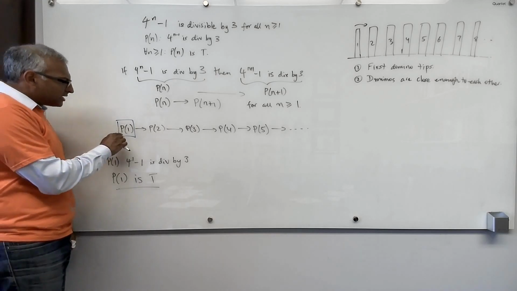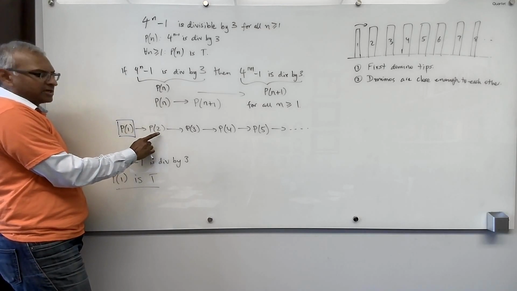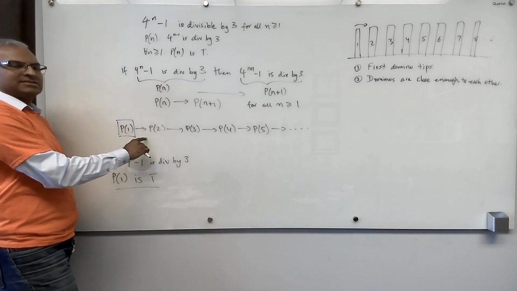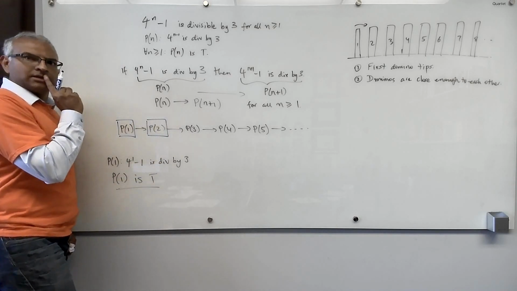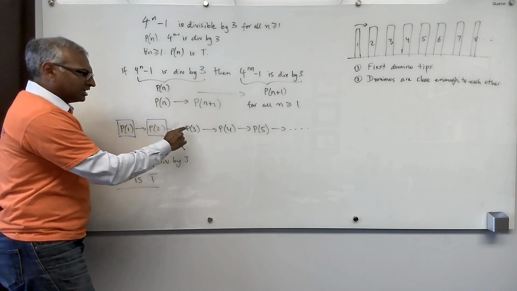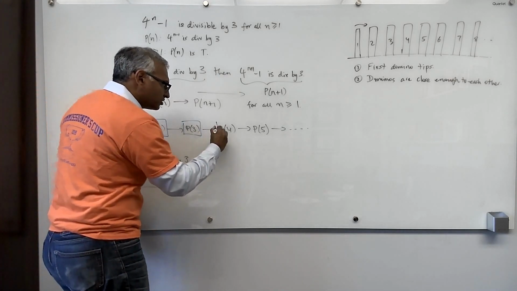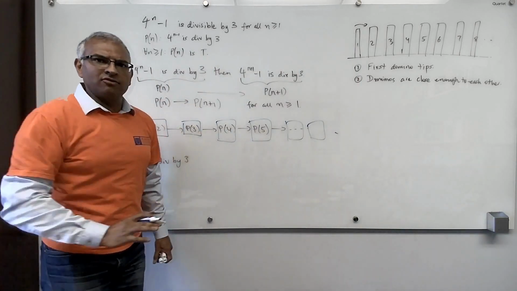But because that guy is true, and we already proved this implication, P of 1 implies P of 2, and if the left side of an implication is true, we can infer the right side. So we can infer P of 2 is true. But wait a minute. P of 2 is true, so we can infer P of 3 is true. Wait a minute. P of 3 is true. P of 4 is true. You see the chain reaction? Boom, boom, boom, boom. It goes on forever.